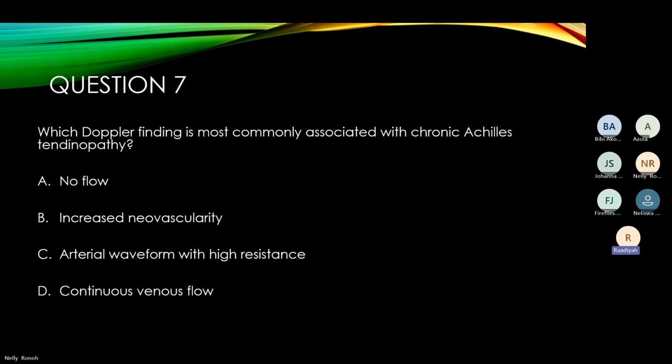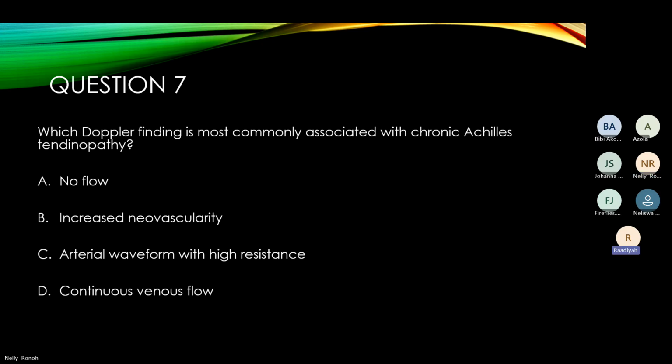I think for this one, it's B, the increased neovascularity, I think. Okay, so in this case, well, thank you for the try, but when there is chronic Achilles tendinopathy, there is usually no flow. When there is flow and you can see there is blood flow, that would be an acute process because it is inflammatory. Remember, what we are checking here is that there is a lot of blood supply to that area to try and fight it. But anything that has been chronic, in most cases, there will be no flow.